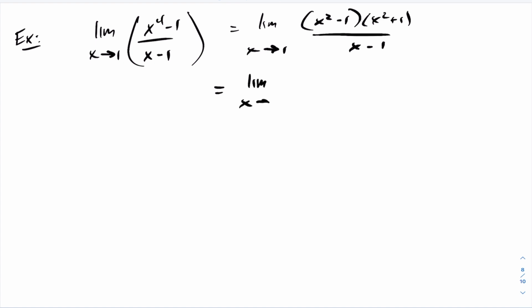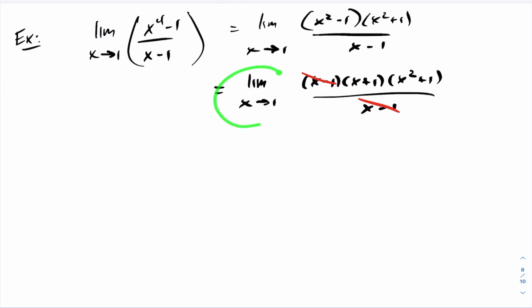So this becomes a limit as x goes to 1 of x minus 1, x plus 1, x squared plus 1 over x minus 1. Just doing our difference of squares formula, in which case now these factors cancel off. X is approaching 1, it's never equal to 1, so x minus 1 over x minus 1 you can cancel off. In which case we get the limit as x approaches 1 of x plus 1 times x squared plus 1, and that's over 1, so I'll just leave it like this.